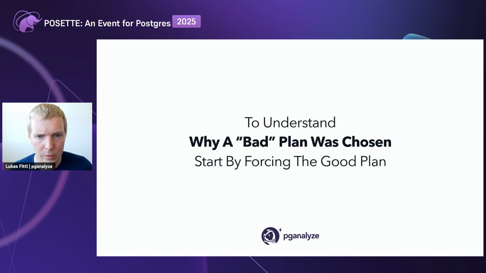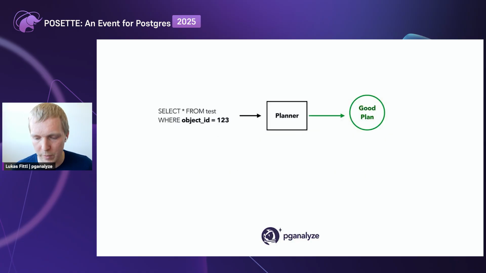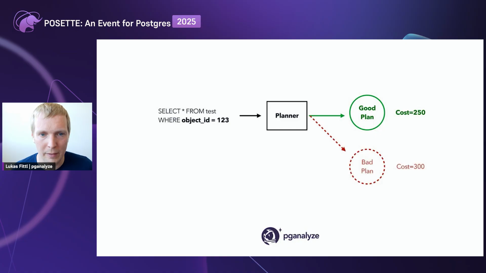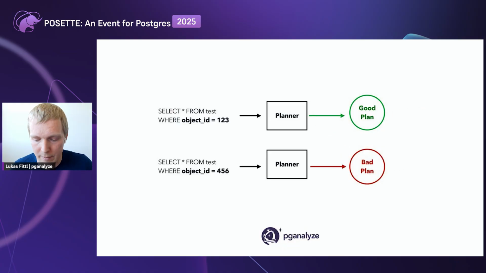One of the things I like to do is try to force a good plan, and then see why Postgres chose a bad plan. So one way you can think about this is you have this query. The planner produces, for a particular value, a good plan. But then there's also always a bad plan, ultimately. The bad plan has a cost. And what you're hoping for with a cost-based estimate by a planner is that the estimate models the reality, meaning the bad plan doesn't get chosen because it has a higher cost.